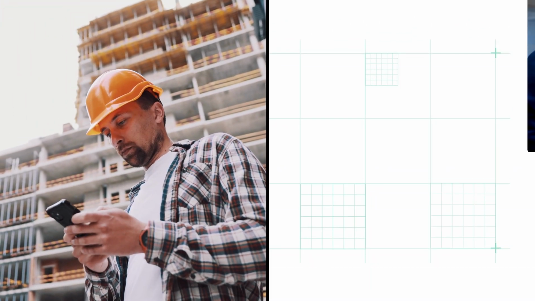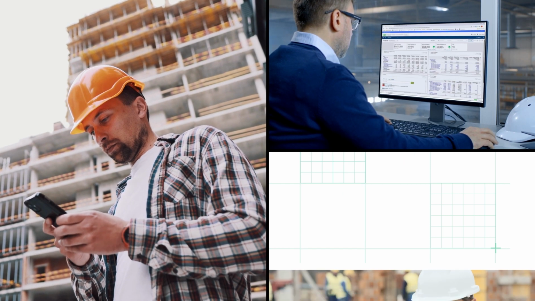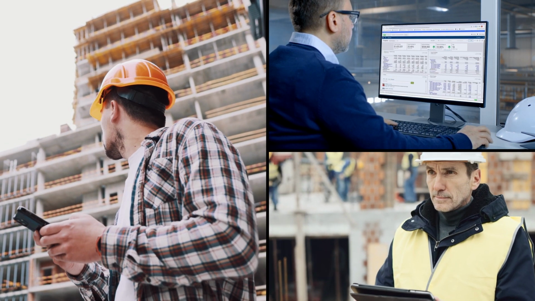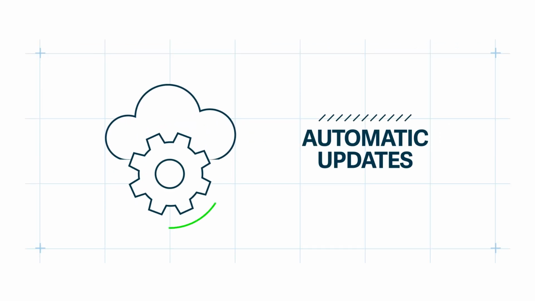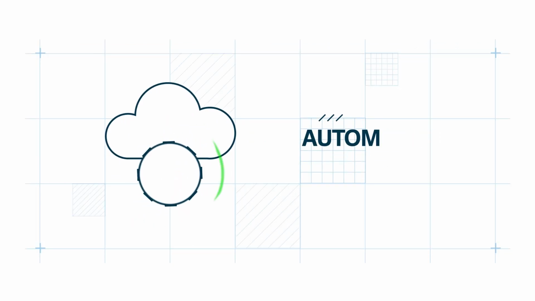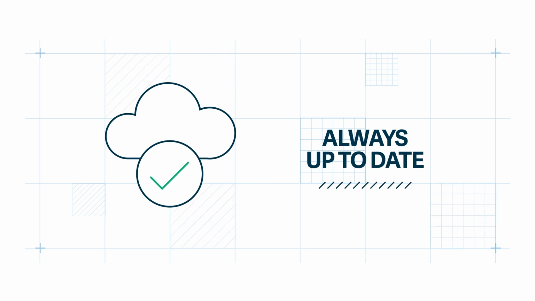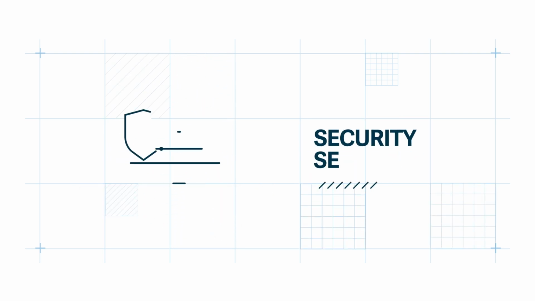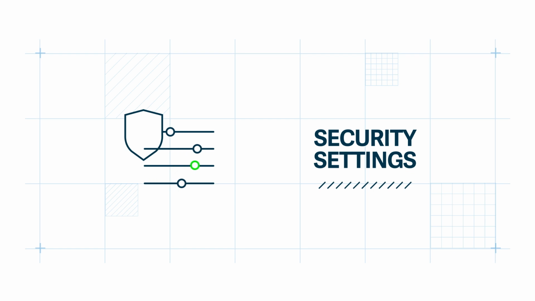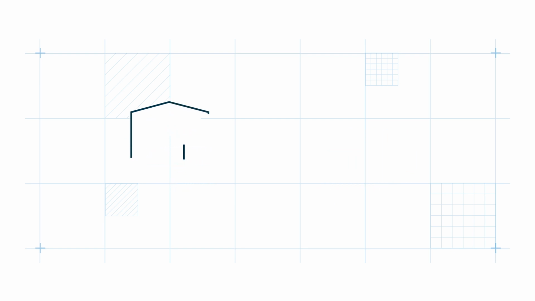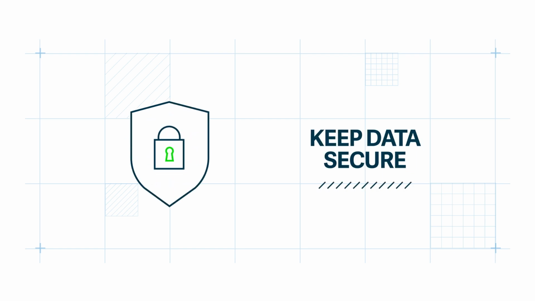As a native cloud solution, Sage Intacct Construction is accessed from a web browser on nearly any modern device with an internet connection. Automatic updates ensure you are using the latest and greatest with the most current features and functionality available. Security settings determine what information each user can access to keep the data you need at your fingertips and the data you don't out of reach.